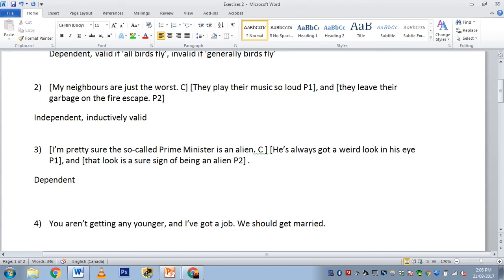So the conclusion: Prime Minister is an alien. Let's call that A, the conclusion we're trying to show. So J has E, this weird look in his eye. All E's are A's. Therefore, J is an A. If you strip away the nonsensical surface structure and get to the form of the argument, you can see that if those two premises were true, if it was true that he has a weird look in his eye, and that if you've got a weird look in an eye, then you're definitely an alien, then it must be true that you're an alien.